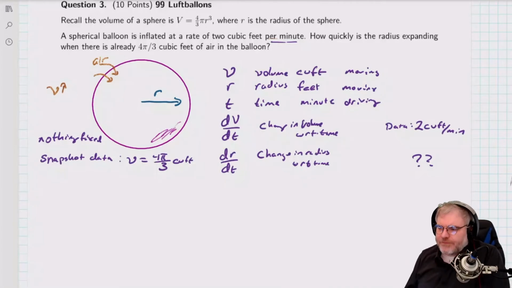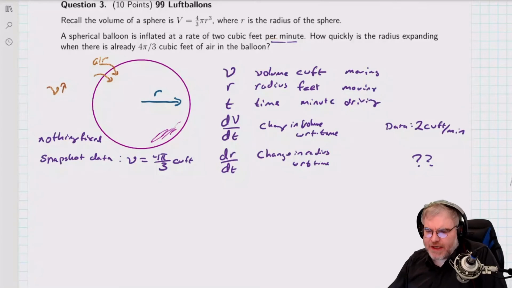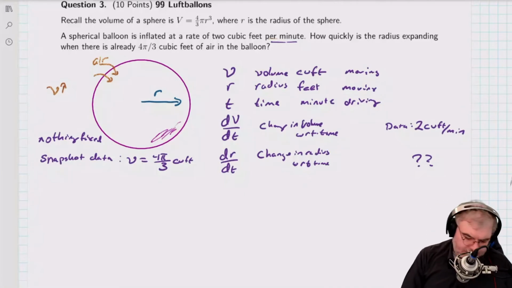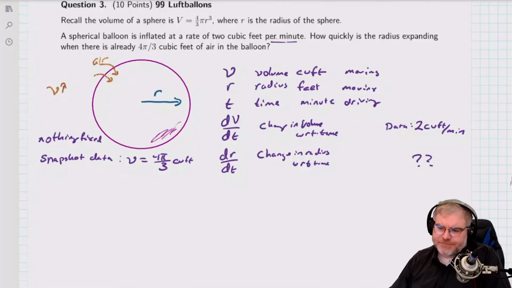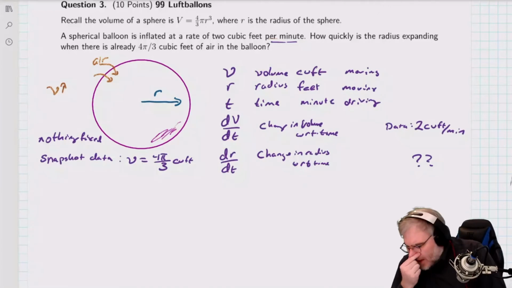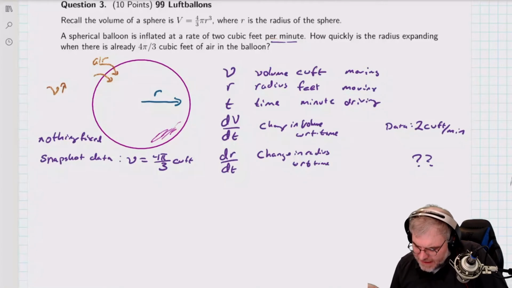Okay, so how do we feel about this kind of setup here, trying to figure out everything that's going on? 1 to 5, polling, multiple choice, question 3 setup. So how do we feel about this setup? Nothing's fixed. I've got some snapshot data. I've got volume moving, radius moving. Time is kind of driving.